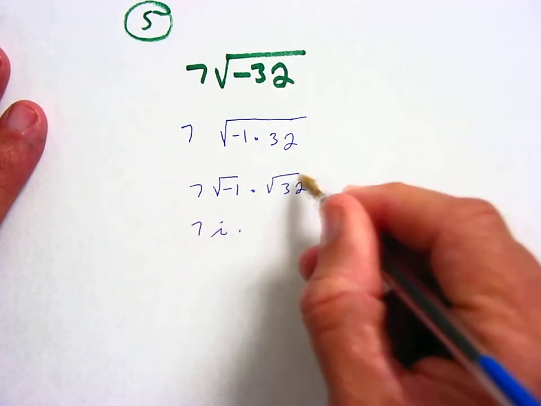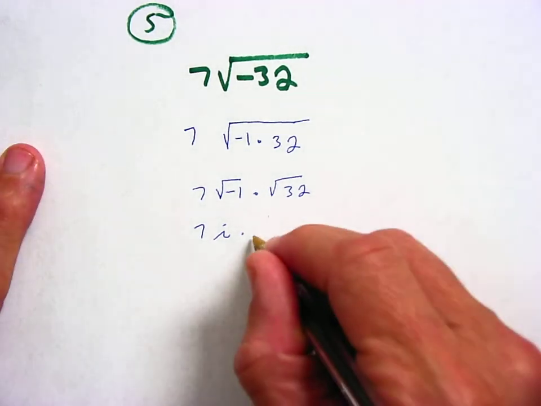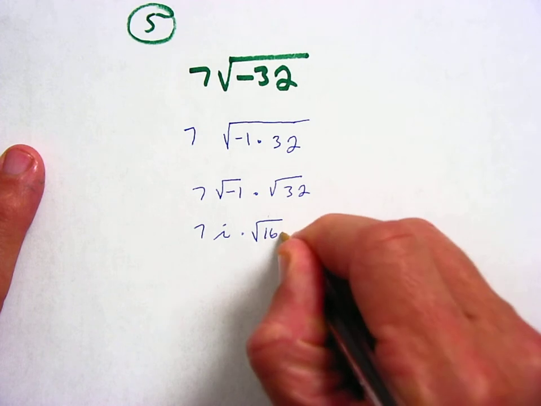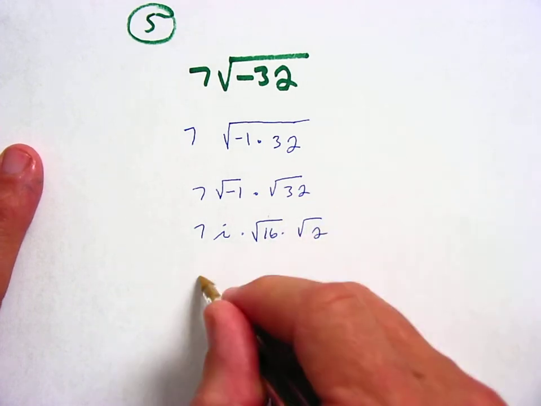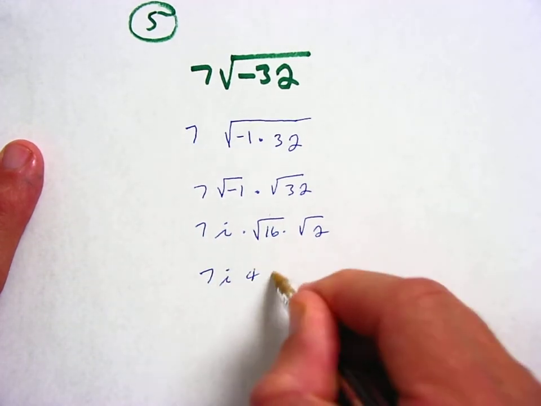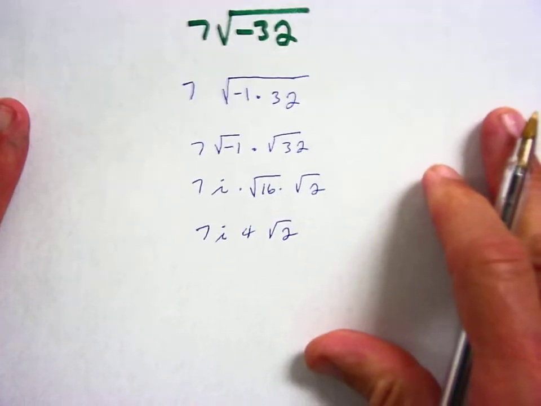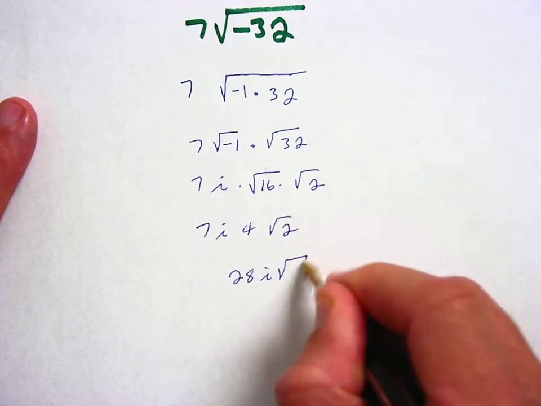32 is even, so divide by 2. What, 16? Well, guess what? 16's on your list. 16 times 2 is 32. Leave the 7 alone, leave the i alone. This now becomes 4. Leave the square root of 2 alone. 7 times 4 is 28 i square root of 2.